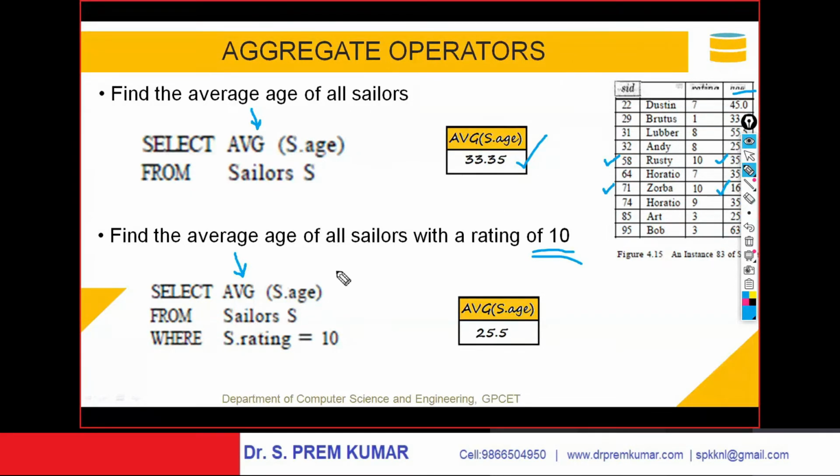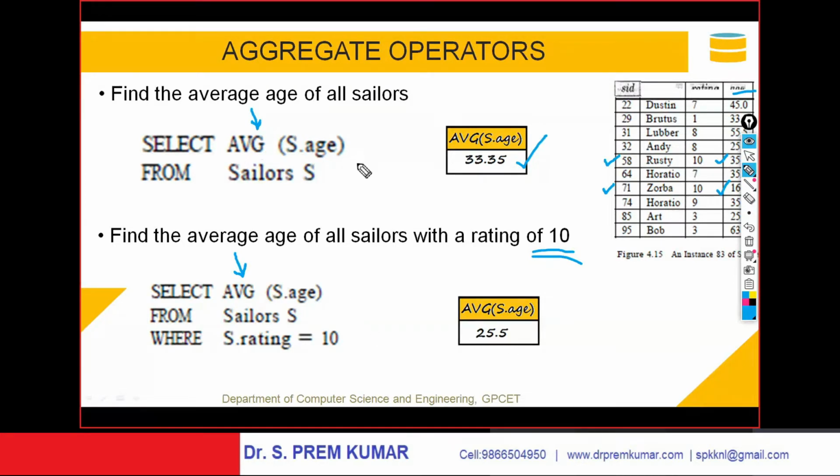Once again, you observe here: select average of age from sailors where rating equals 10. Only those rows whose rating is 10 are considered, and their age is averaged. That is 35 and 16. The sum is 51, and 51 by 2, the average is 25.5.